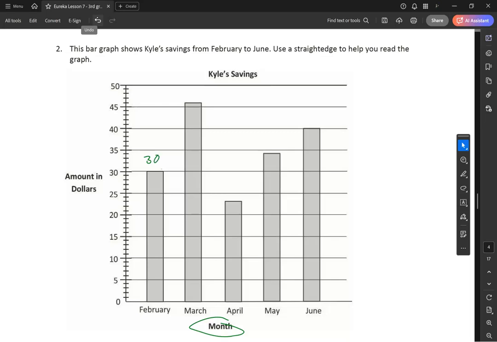February has 30. March has 45, 46. April has 20, 21, 22, 23, I think. 23, yes, 23. May has 30, 31, 32, 33, 34, I think. Yes, 34. And June has 40. Okay. So now we labeled. Now everything else is going to come easy. Here we go.